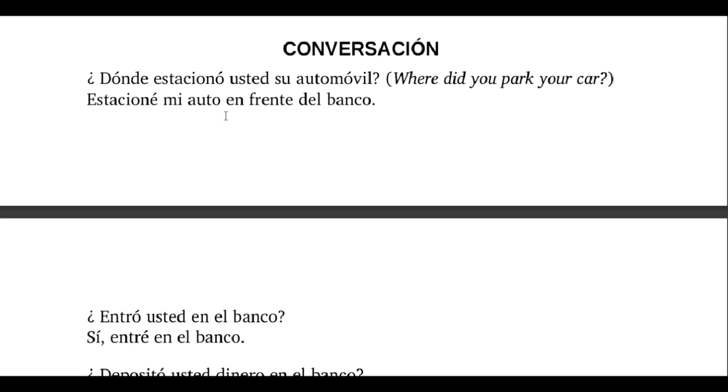So you would think normally it should be enfrente de el banco, right? Because of a contraction. So de and el, we put that together and we get del. So enfrente del banco, in front of the bank.